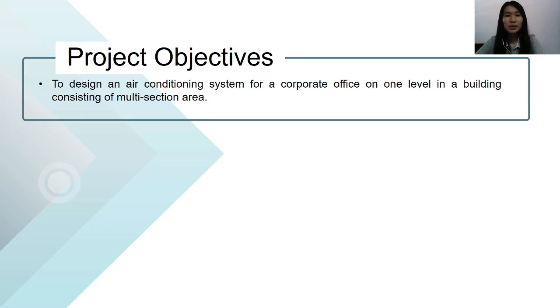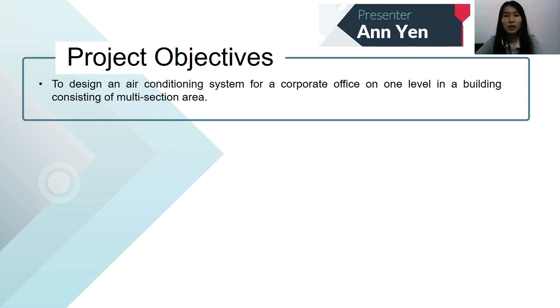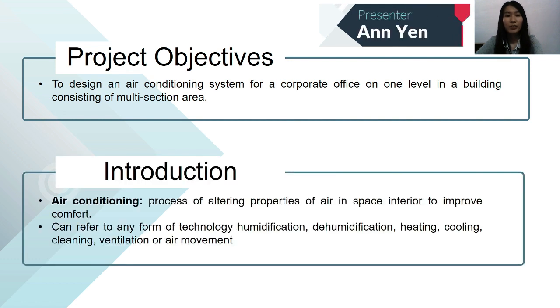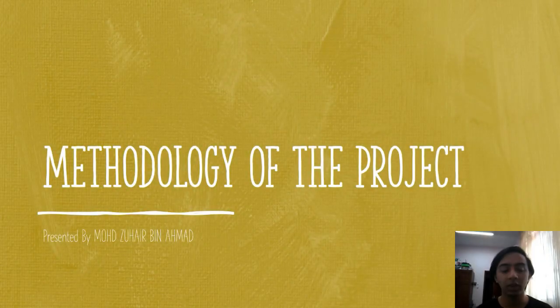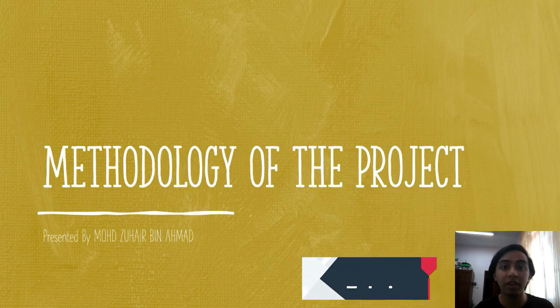In this project, we aim to design an air conditioning system for a corporate office on one level in a building consisting of multi-section area. Air conditioning can be defined as the process of altering properties of air in a space interior to improve comfort. Now I'm going to present about the methodology of the overall project.